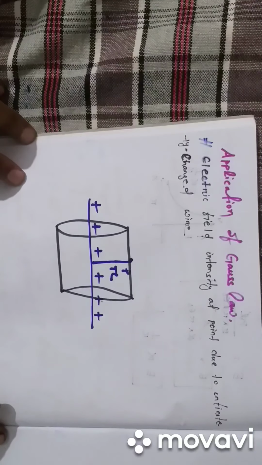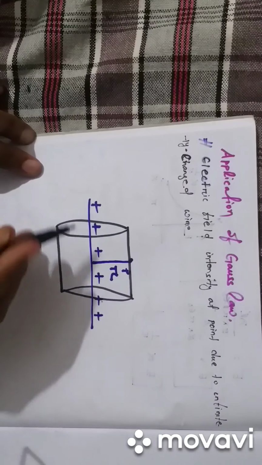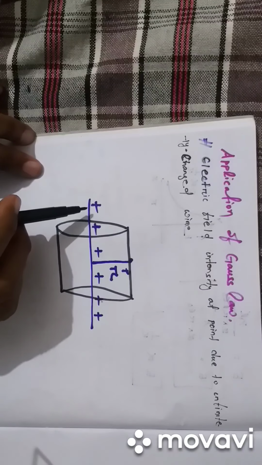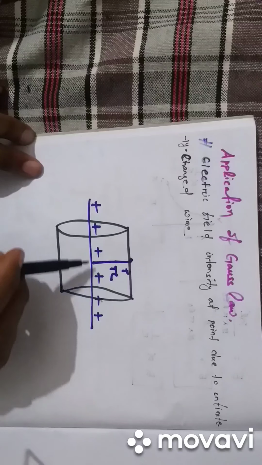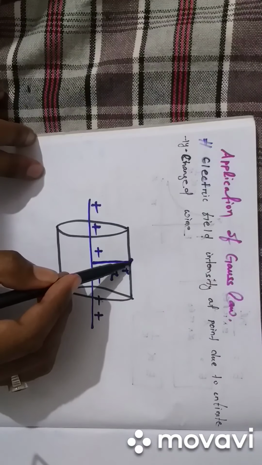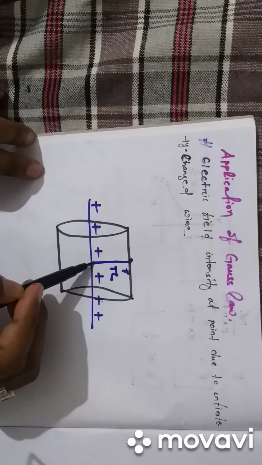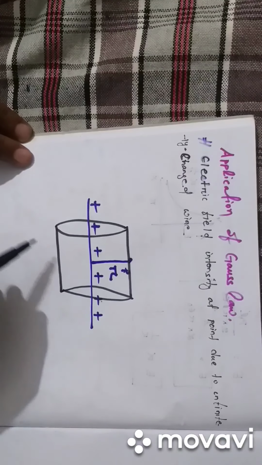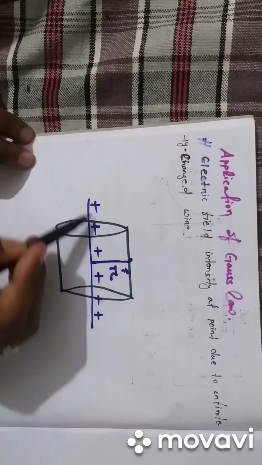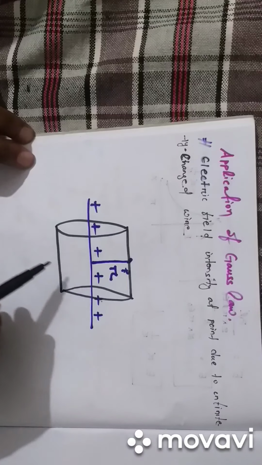My first application is electric field intensity at a point due to an infinitely charged wire. So in the above diagram, this is the infinitely charged wire where positive charges are distributed on that wire. Let a point P be at a distance r from that wire. Now we have to calculate the electric field intensity at point P due to an infinitely charged wire.